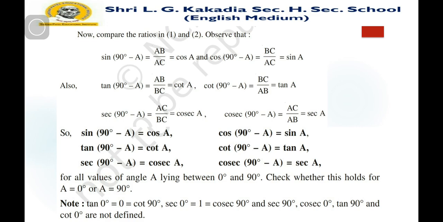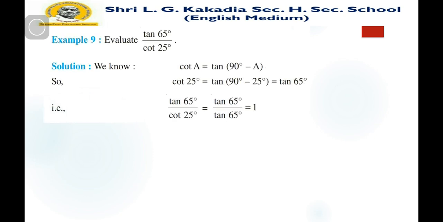Now let us solve some examples. Example 9, evaluate tan 65 over cot 25. We know that cot A is equal to tan 90 minus A. So let me put A equal to 25: cot 25 is equal to tan 90 minus 25, which is equal to tan 65. Now let me put cot 25 equal to tan 65 in the expression. Tan 65 over cot 25 is equal to tan 65 over tan 65, which is equal to 1.